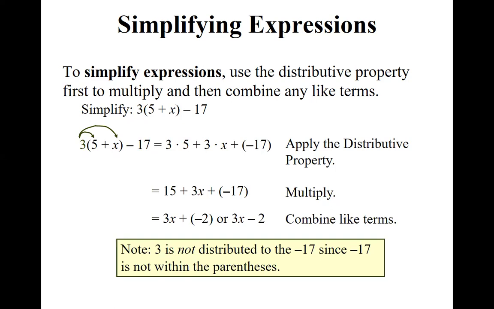Just a note, that 3 does not get distributed to the negative 17 because that negative 17 is not inside the parentheses. We stop distributing when we hit the end of the parentheses.